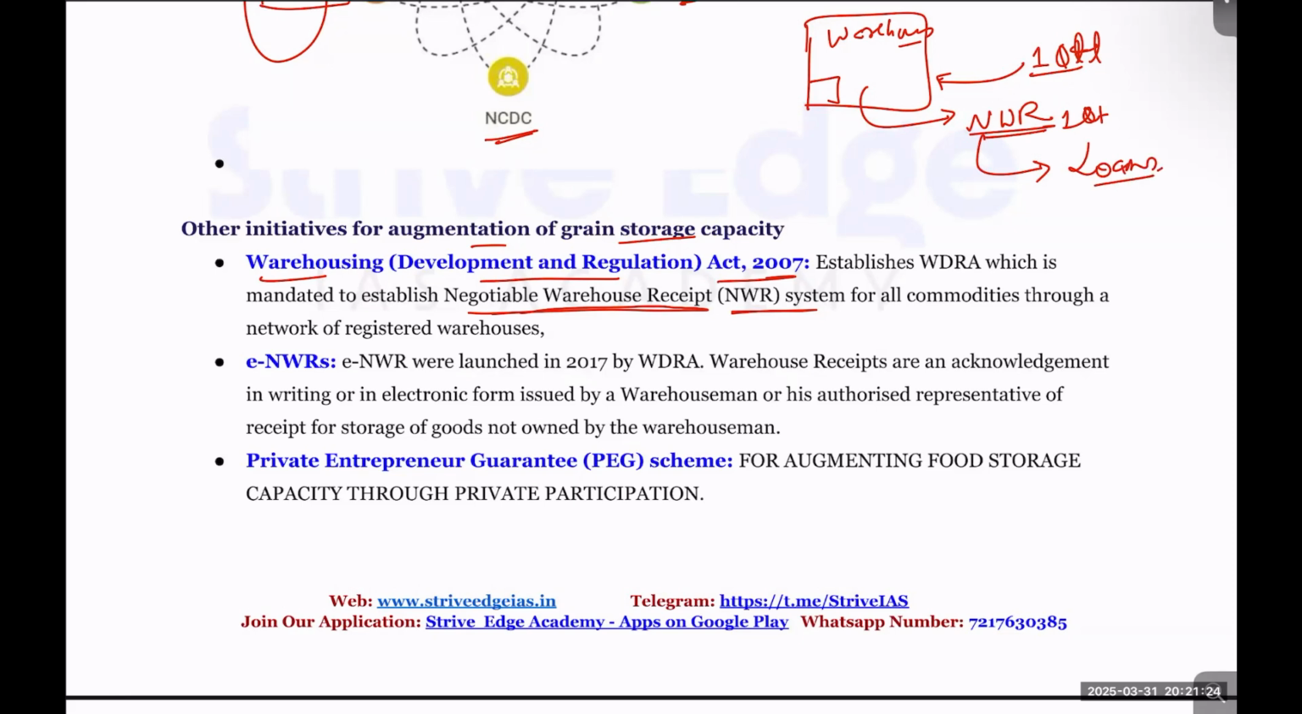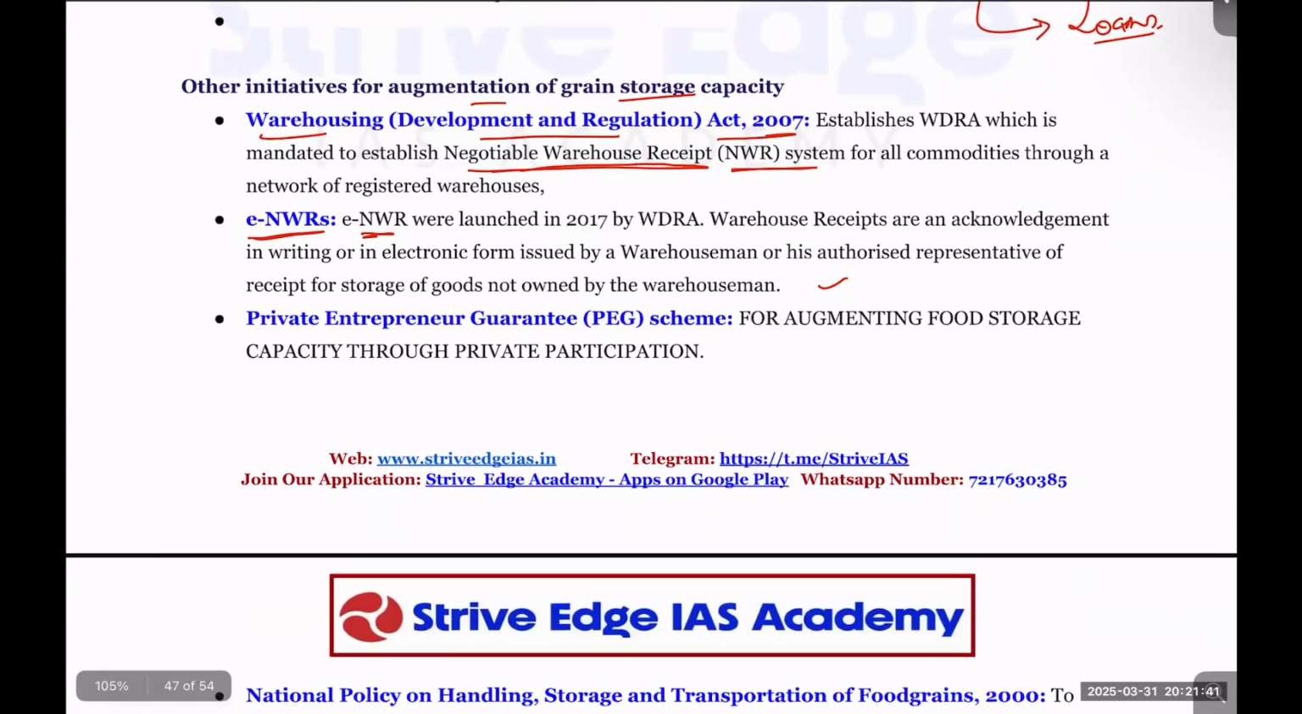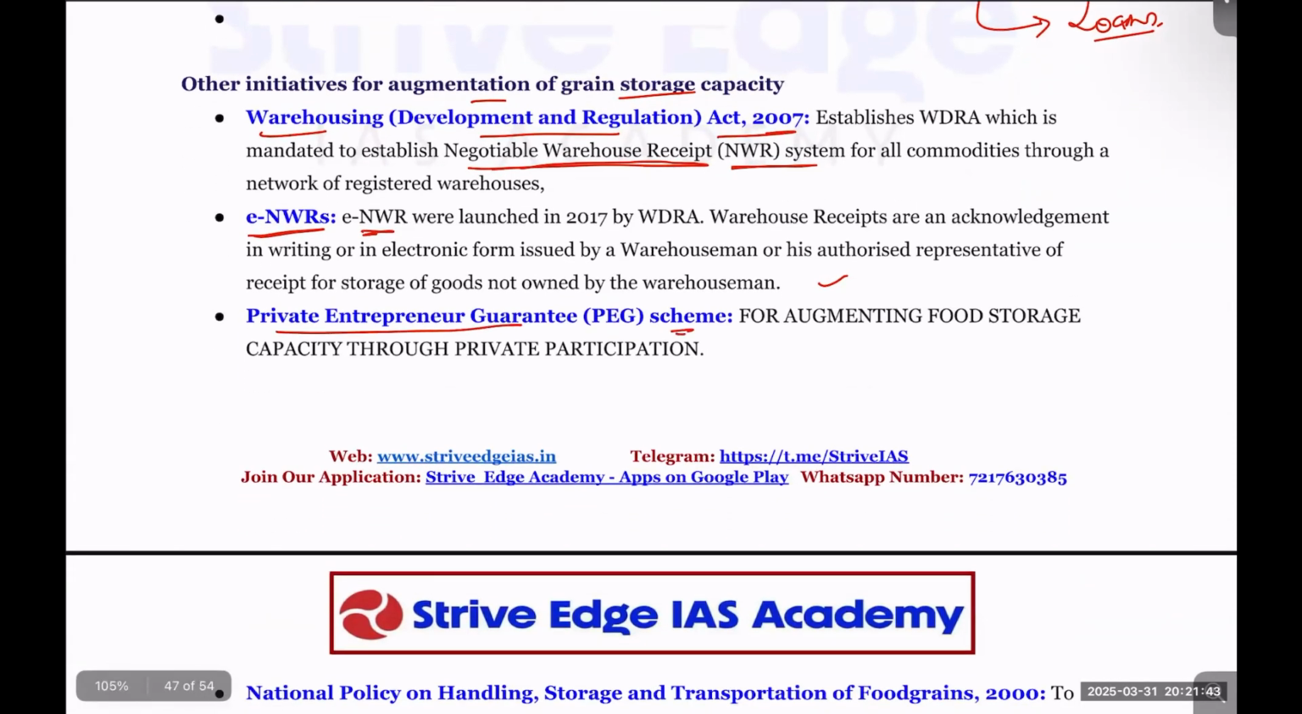This is the benefit of this national negotiable warehouse receipt. It will be launched in the digital format and it can be availed by the farmer to take loans from the banks, in the digital format. Private Entrepreneurs Guarantee Scheme, for augmenting the food storage capacity through private participation.